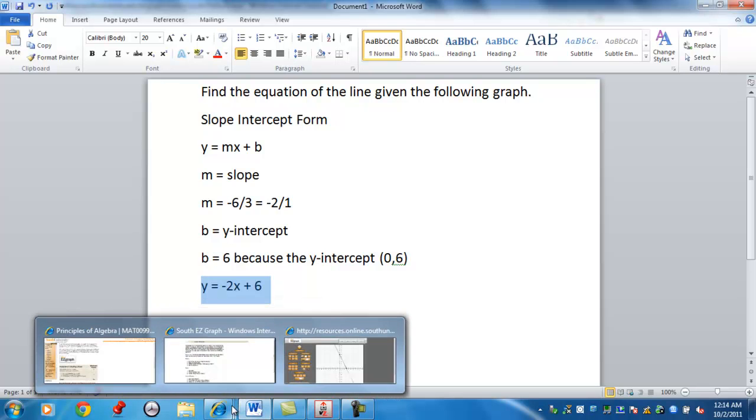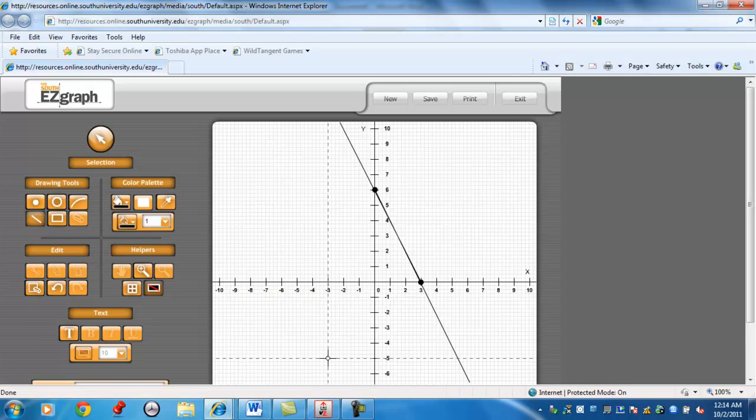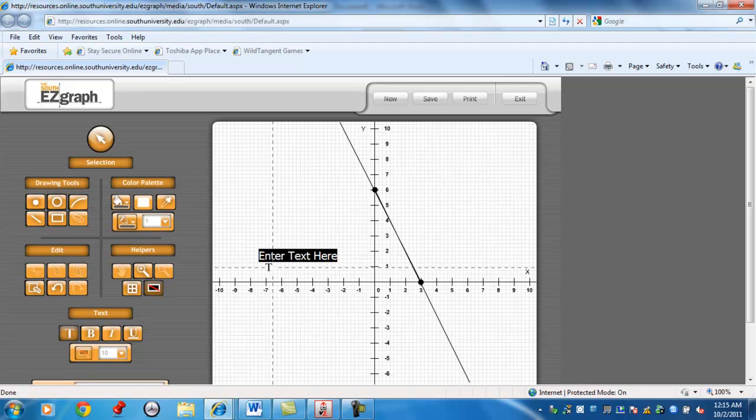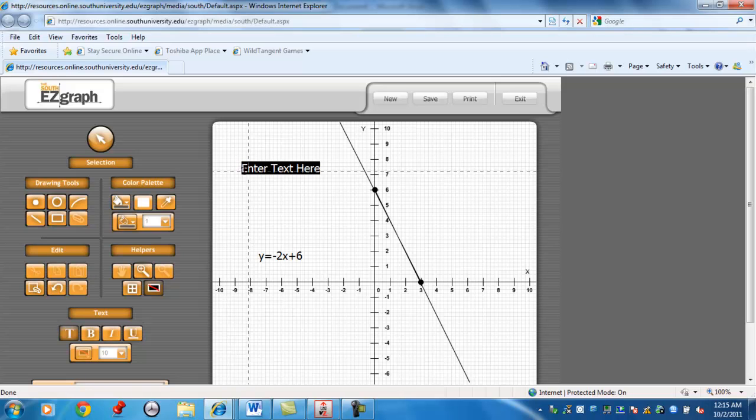If I go back to the graph, I have a moment here. Anytime that you want to add text to the graph, just hit the T for text, enter text here, and then you can write the equation as y equals, we said, negative 2x plus 6, if you had to write the equation. Other text you could add to the graph if you wanted to: hit the text bar again, maybe somewhere else, just click wherever you'd like, and then click on the area.